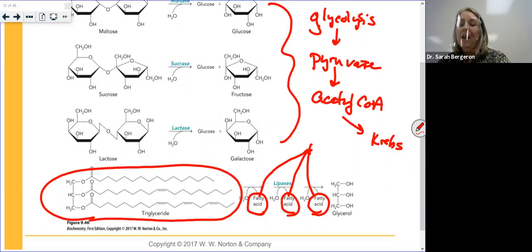What can we turn fatty acids into? They're not going to enter glycolysis. They're actually going to get converted to acetyl-CoA. And then we can pick up with that pathway. So you'll see a lot of things feed into and out of these big, diverse pathways.